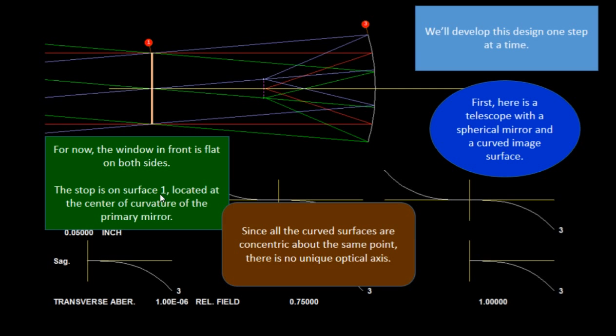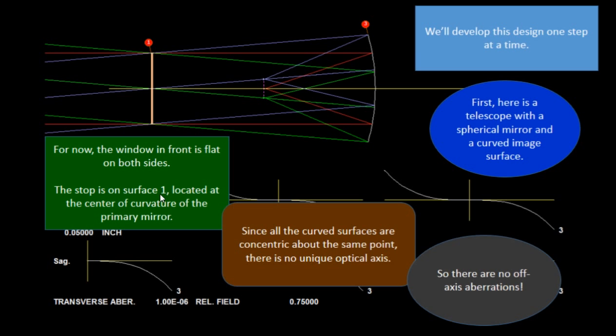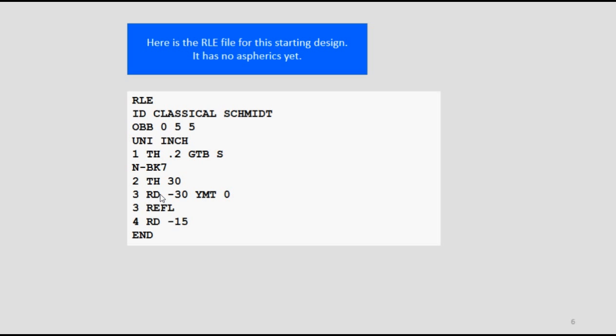Now, since all the curved surfaces are concentric about the same point, there is no unique optical axis. And therefore, there are no off-axis aberrations, which is a rather brilliant concept. Here's the input file for that. It's a very simple design, only 4 surfaces.